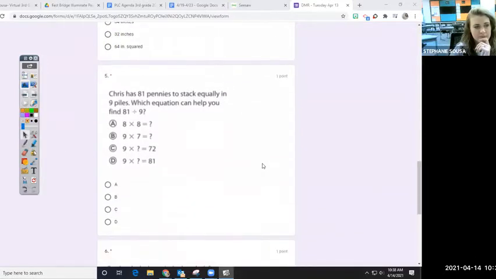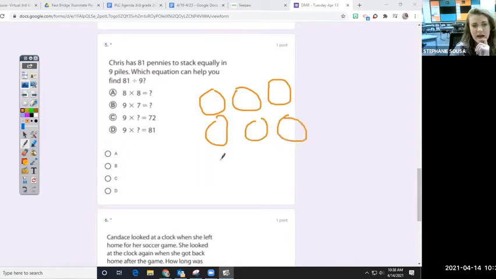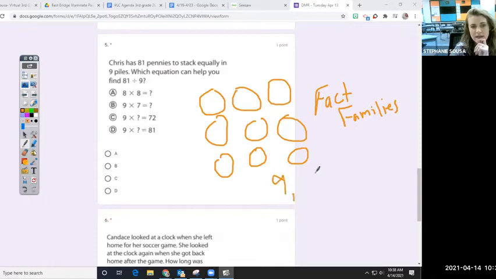Final question. Final two questions. Chris has 81 pennies to stack equally into 9 piles. Which equation can help you find 81 divided by 9? So if we have 9 piles and we got to get to 81 items, that is going to take a long time. So I'm going to work smarter, not harder, and I'm going to think about my fact families. Yay! So I know that I have 9 piles, and I know that I have to get to 81. That means we are missing a number.